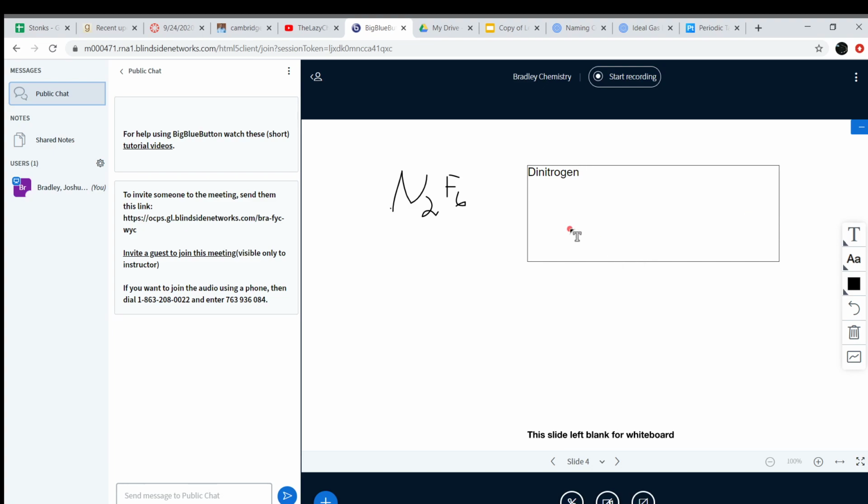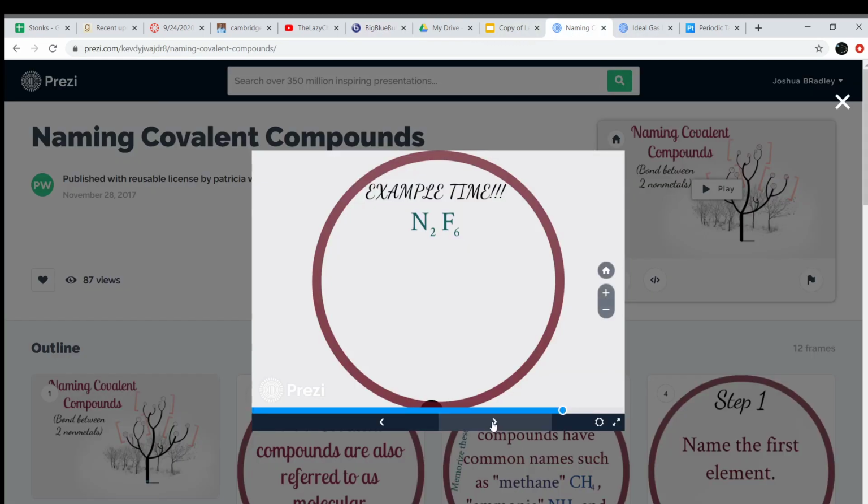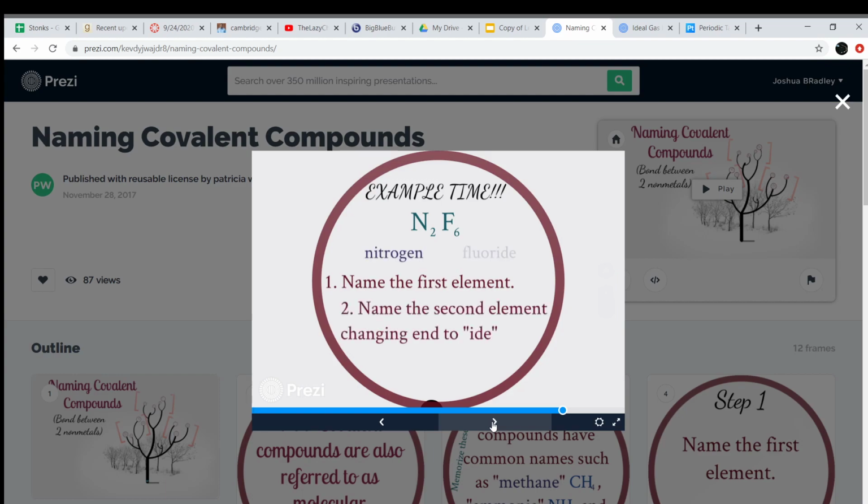So, dinitrogen. Here we have 6 fluorines, so therefore we're going to say hexafluorine. But we're not going to leave it as fluorine. We have to change the ending to IDE. Therefore this one is going to be dinitrogen hexafluoride. Okay?